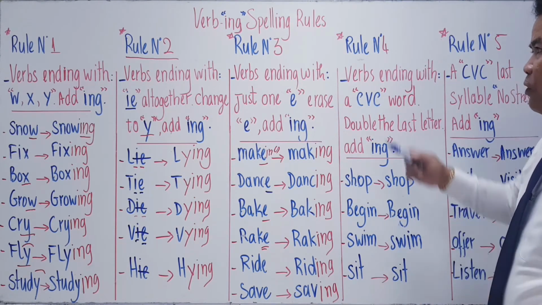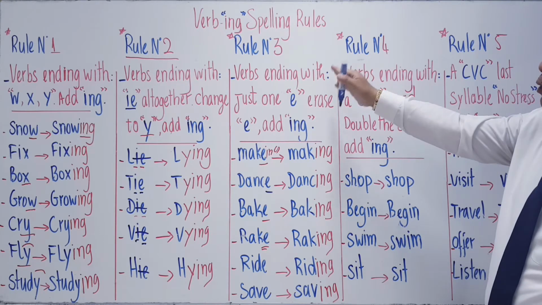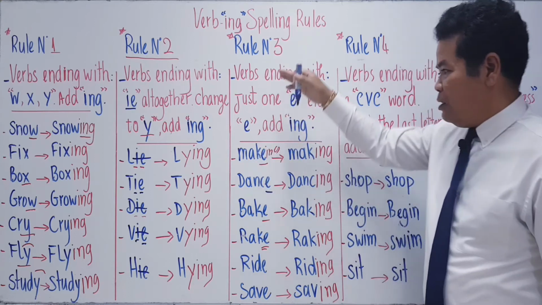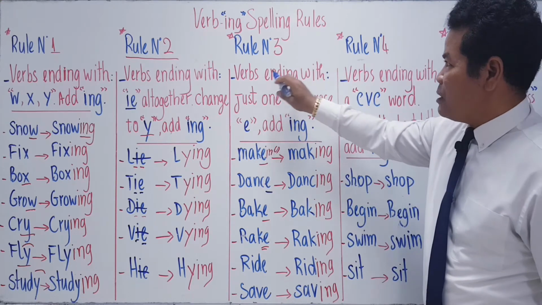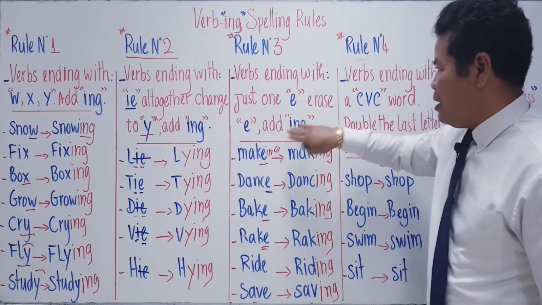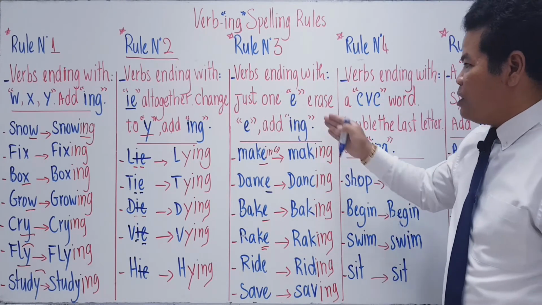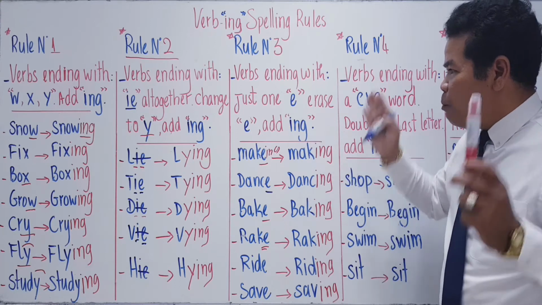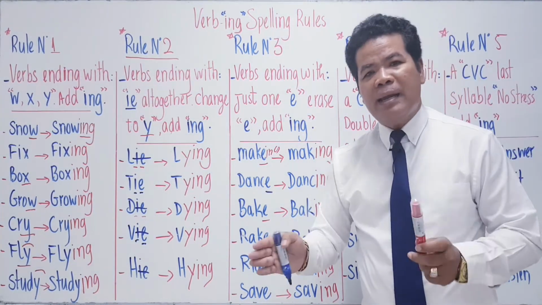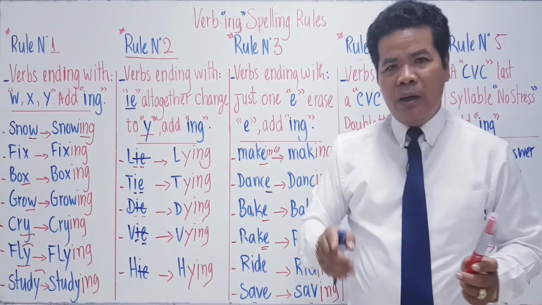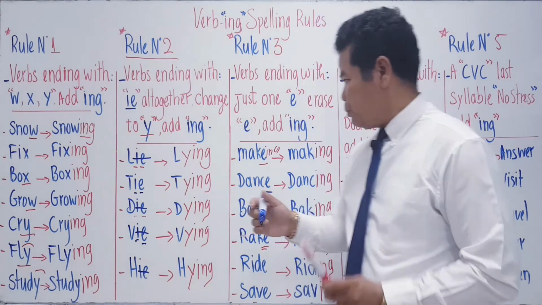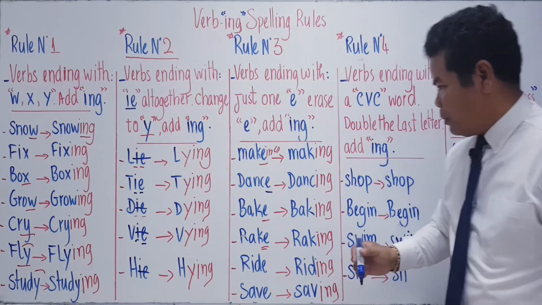So, everything we use in rule number 3, you have to follow by the example here. Verbs ending with just one E, erase the letter E and then add ing. You cannot just add ing to make it with the E together like that. No. Before we add ing to the verb, we have to erase the E. Alright? Let's go to another one.